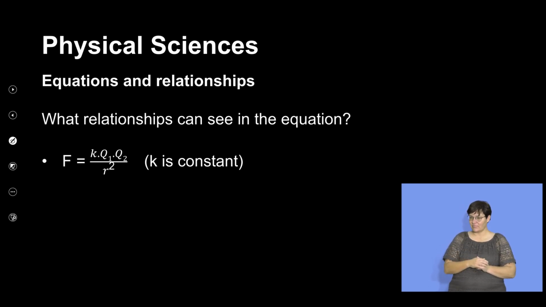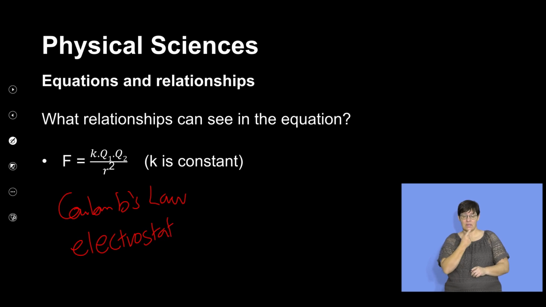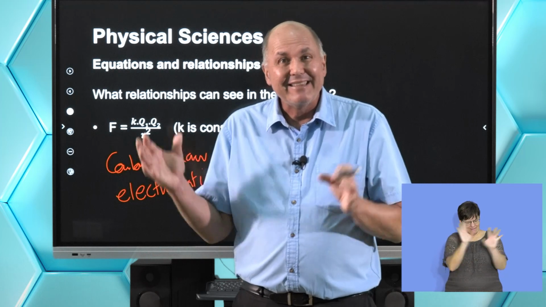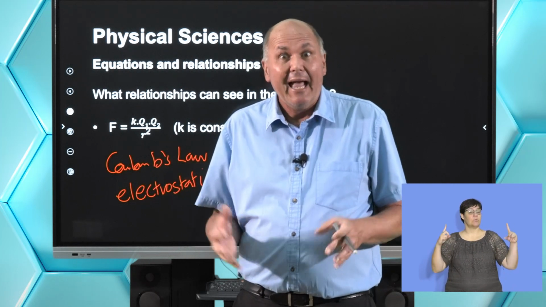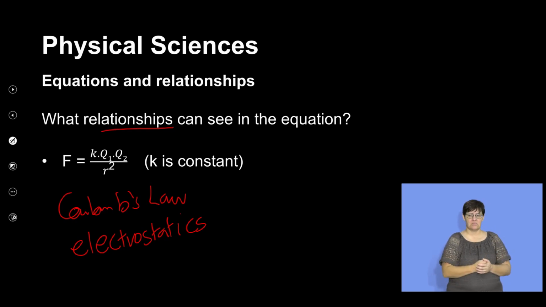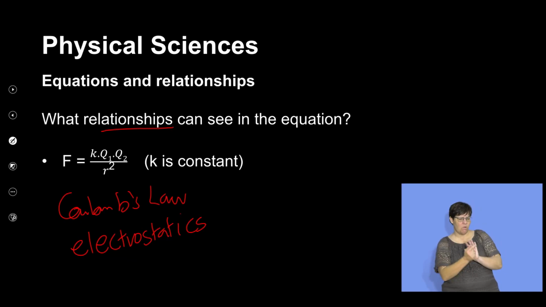Now, this is known as Coulomb's law, and it's something to do with electrostatics. It tells us about the force between charges and the relationship between the force and the distance between the charges. So we need to make very clear that this equation is quite complex and it can tell us more than one sort of relationship. But from what we've seen previously, I think we can break them down and try to see what the equation is telling us.